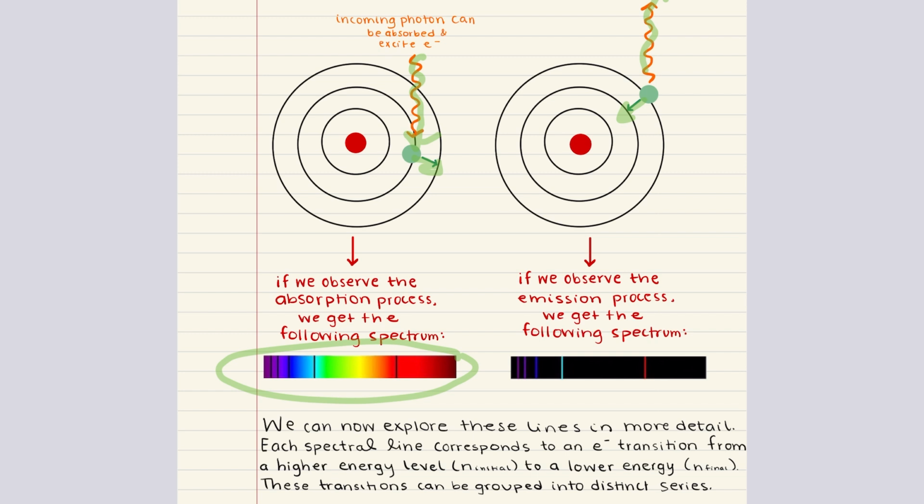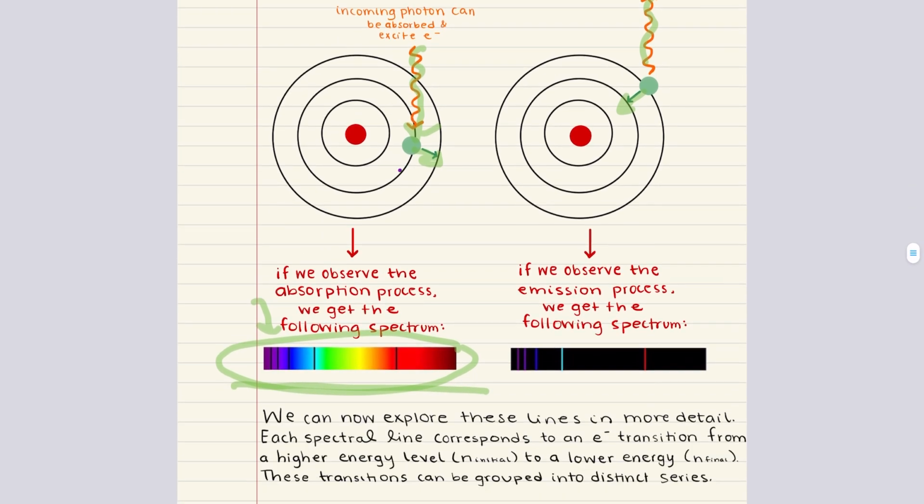When we observe the absorption process, the spectrum is going to look like a continuous band of colors with certain dark lines interrupting it. The absorption spectrum shows through those dark lines the specific energies of photons that are actually absorbed by an electron in an atom. These photons have just the right amount of energy to match the exact difference between two energy levels in the atom, and that allows the electron to become excited and move to a higher energy level. Then we can look at an emission spectrum.